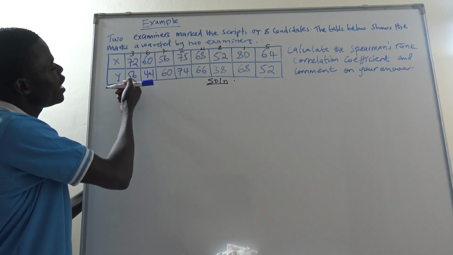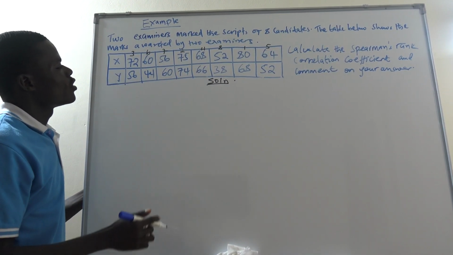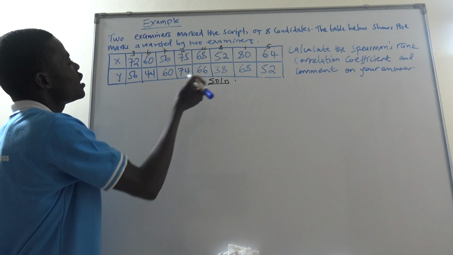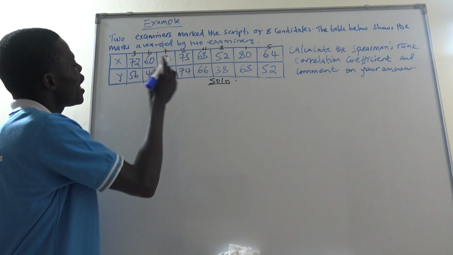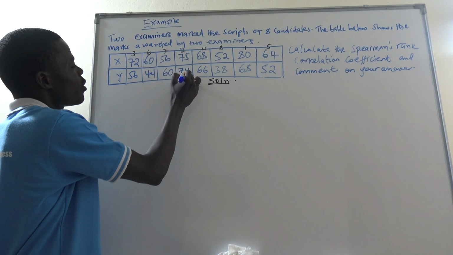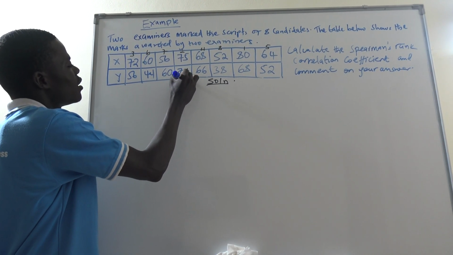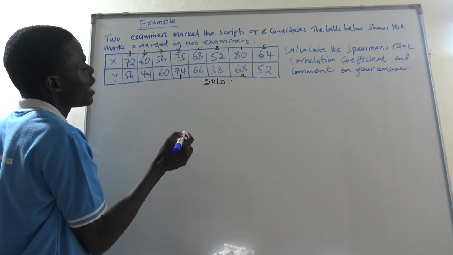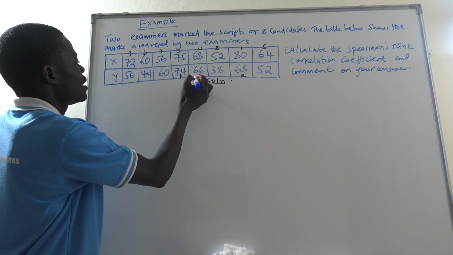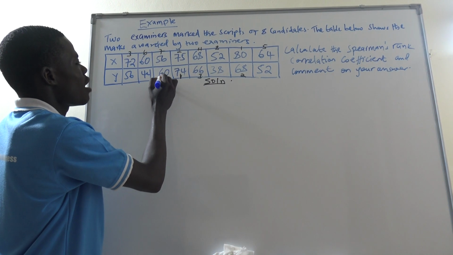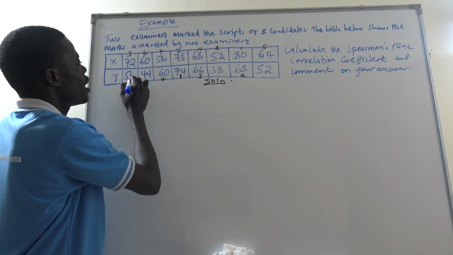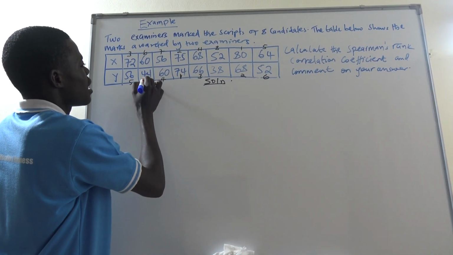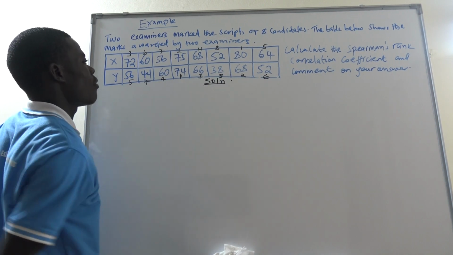Then we go ahead to rank Y. First look at which one is the highest. 74 is the highest mark by examiner Y, so we name this highest mark as the first, and then the second is 68. We have the third as 66. Then this one becomes our fourth, then we have the fifth, this one as the sixth, this one the seventh, and this one becomes our eighth.